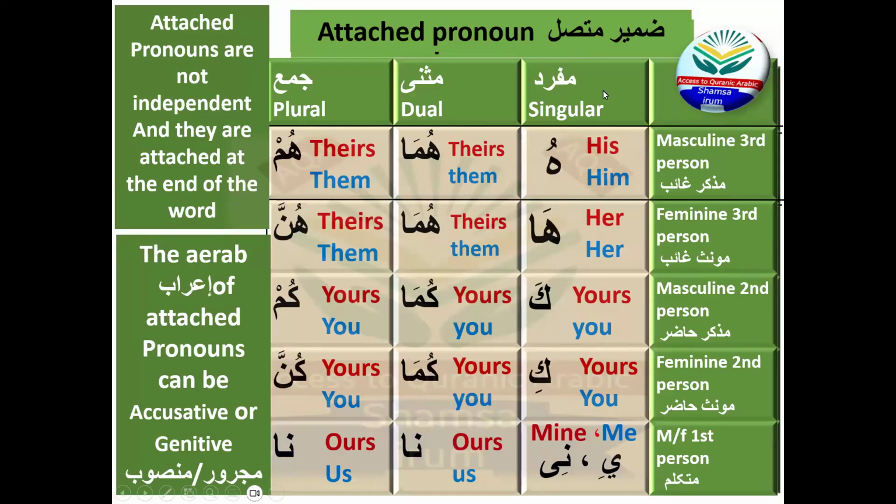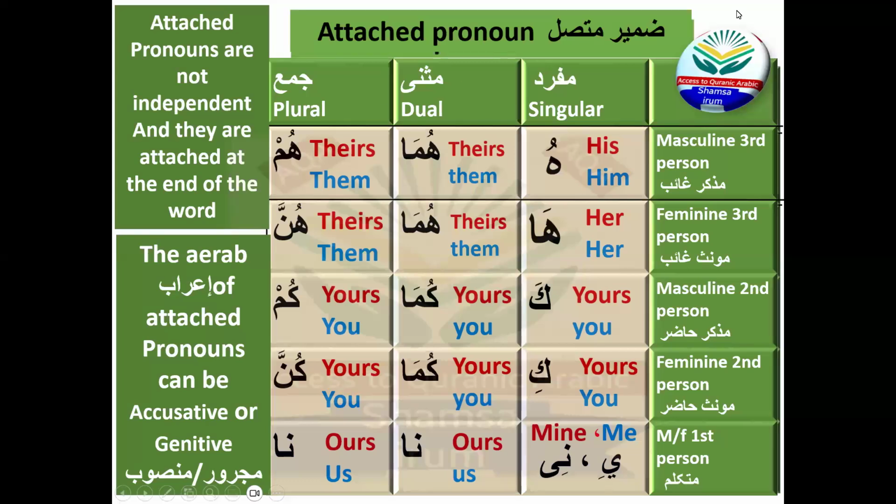This one we will use in a possessive phrase, and here are the meanings. We already covered this slide in lecture 6 and, I think, in lecture 14. In these two lectures, I have already covered this topic, so that's why I removed all the animations from here. The main thing is that the i'rab of the attached pronouns can be mansoob and it can be majroor. Attached pronouns are not independent and they are attached at the end of the word.